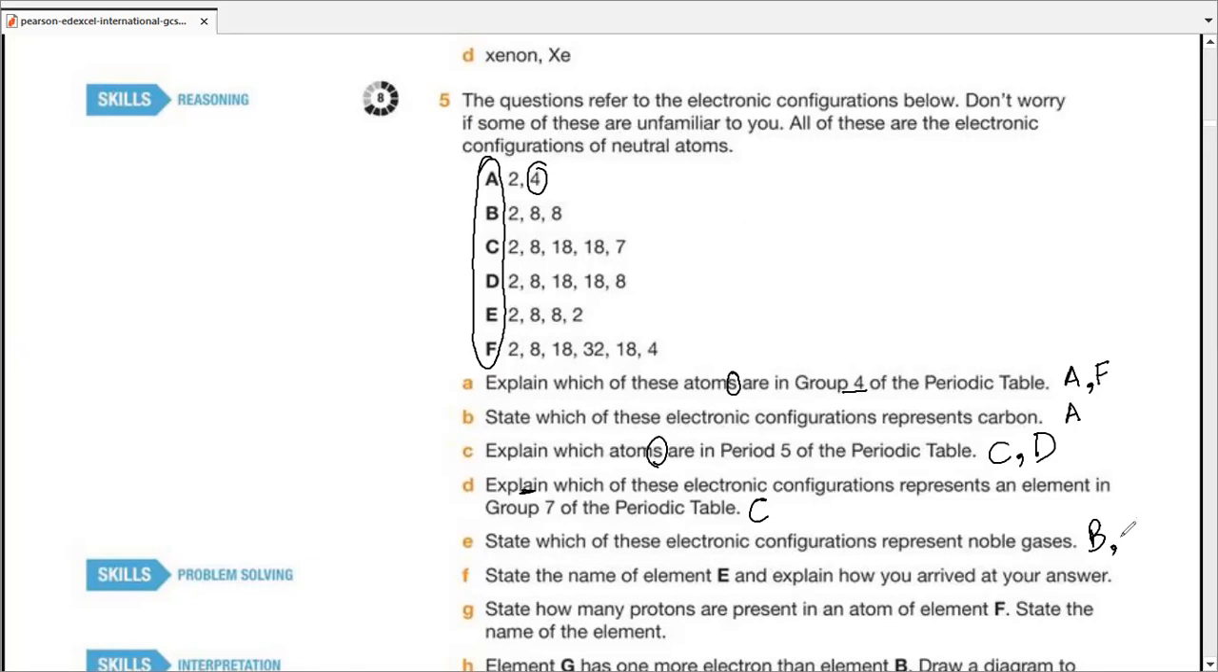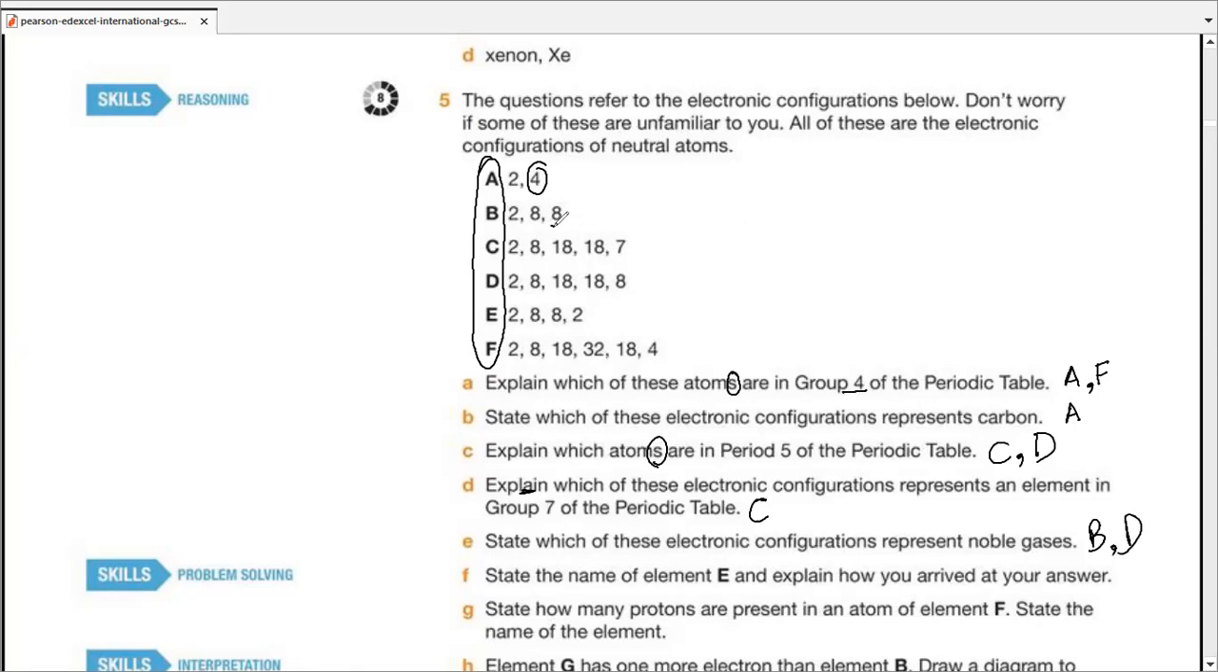A. No, that's not right. Noble gas means how many electrons it's going to have in its outermost shell? How many electrons does B have in its outermost shell? B has 8. So which other one has 8 electrons in its outermost shell? That's definitely going to be the answer. D. That's easy as it is.